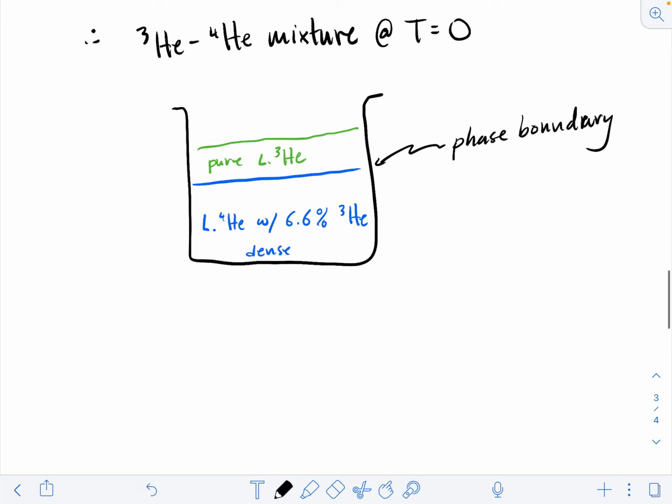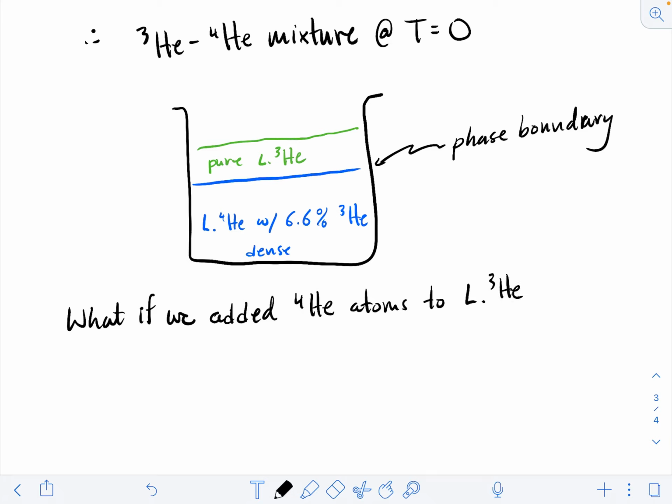Just to finish this idea, we could ask ourselves, what if we added helium-4 atoms to a bucket of liquid helium-3 and a bucket of liquid helium-4? Which situation is more energetically favorable?